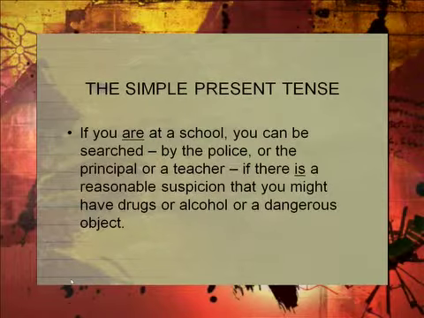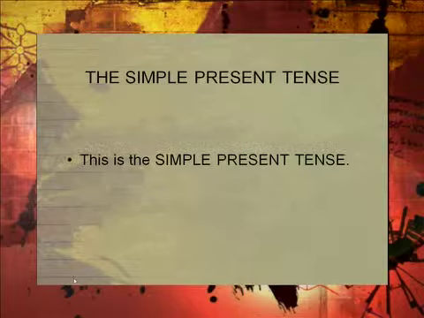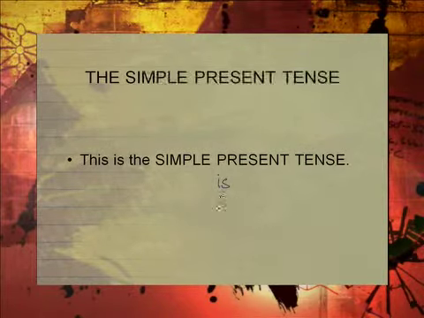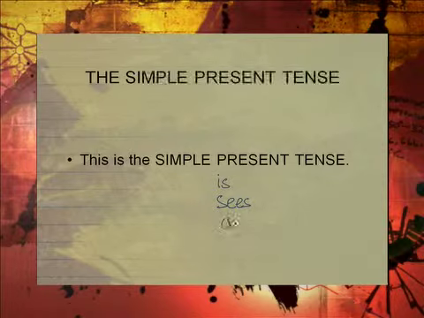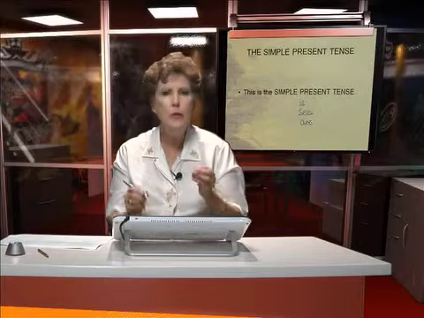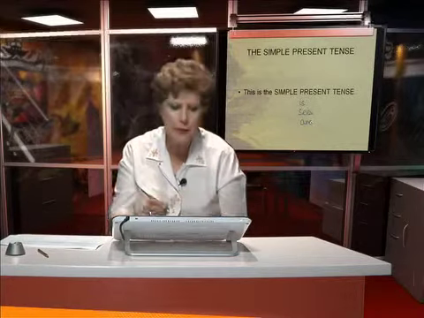If you are at school, you can be searched by the police or the principal or a teacher if there is a reasonable suspicion that you might have drugs or alcohol or a dangerous object. Again, those two verbs are in the simple present tense. So your simple present tense are things like is or sees or are. Those are all in the simple present tense.